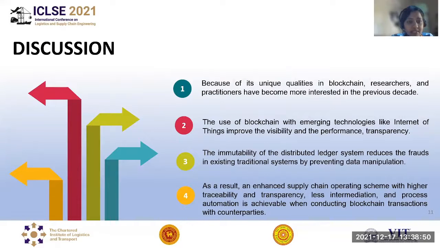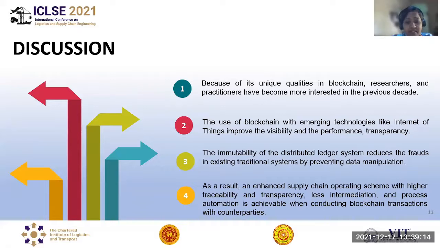And when we come to the discussion of the research, because of the unique qualities of blockchain, researchers and practitioners have become more interested in the previous decade. The use of blockchain with emerging technologies like the Internet of Things improves visibility, performance and transparency. And also the immutability of the distributed ledger system reduces fraud in existing traditional systems by preventing data manipulation.